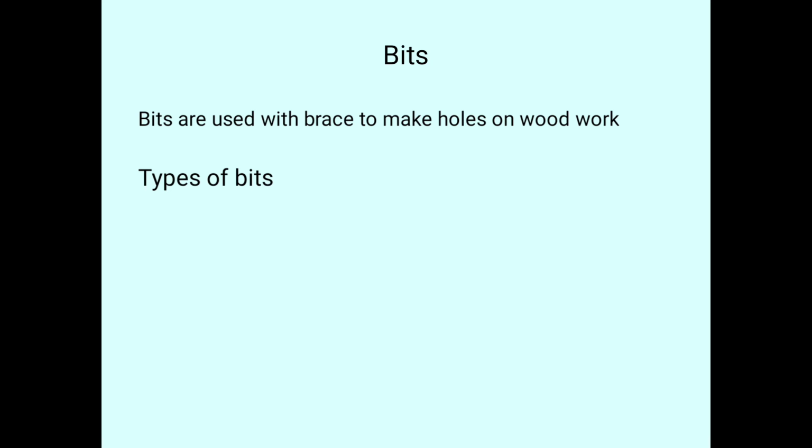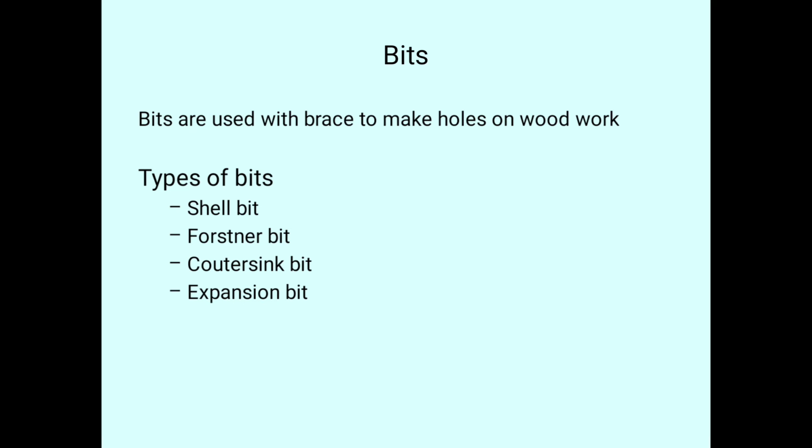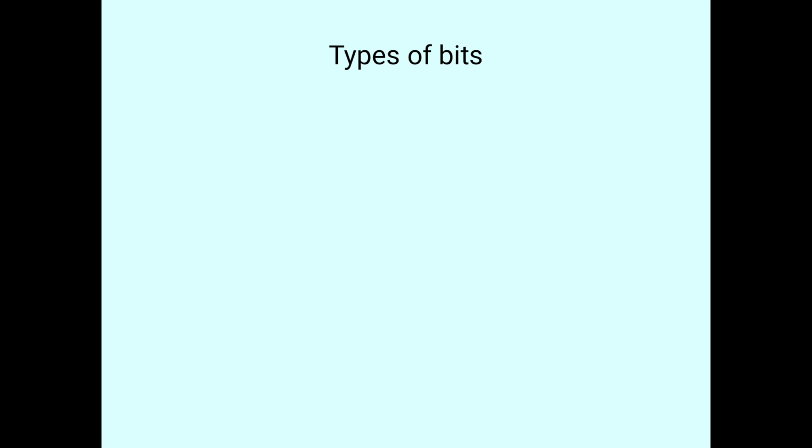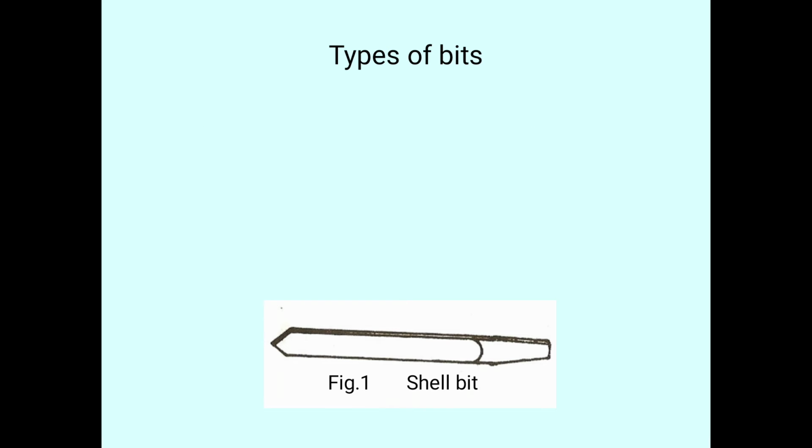So we can see the types of bits here: shell bit, Forstner bit, countersink bit, expansion bit, center bit, drill bit, and reamer bit. Now we will discuss them individually.